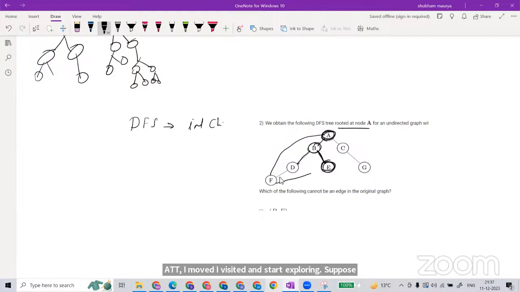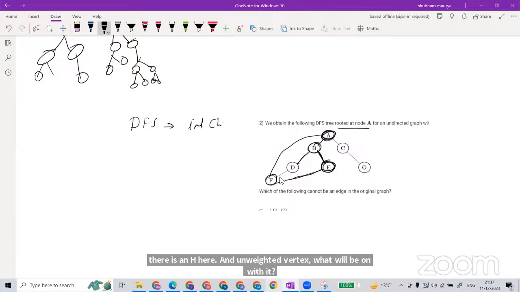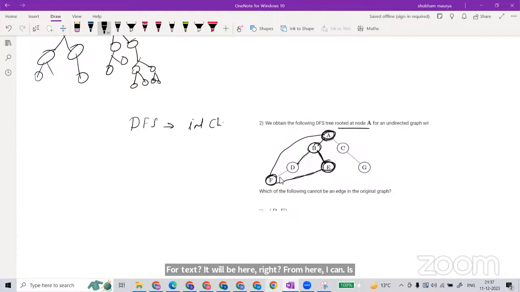At E, suppose there is an edge to F. Then the unvisited vertex would be F, so from E I could move to F. But this is a DFS tree, and there is no such edge. Otherwise, from E I should have moved to F. Since there is no edge, I have to go back to B, and then from B I start D and then D to F. That's the DFS. Correct?